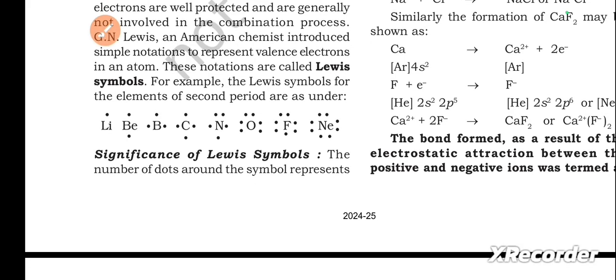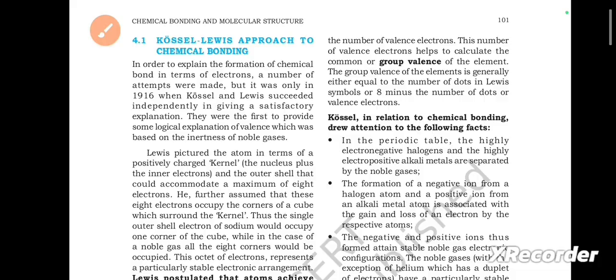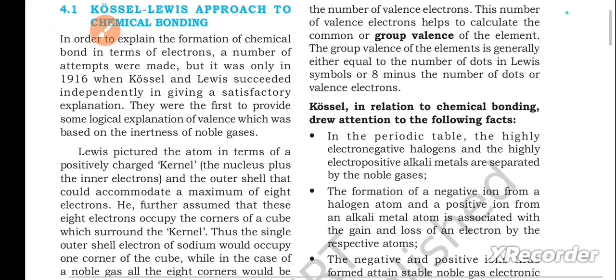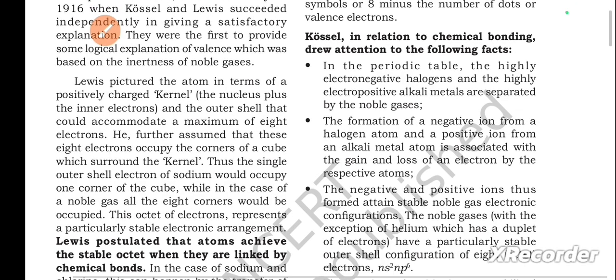Significance of Lewis symbols. The number of dots around the symbol represents the number of valence electrons. This number of valence electrons helps to calculate the common or group valency of the element. The group valency of the elements is generally either equal to the number of dots in Lewis symbols or 8 minus the number of dots or valence electrons.